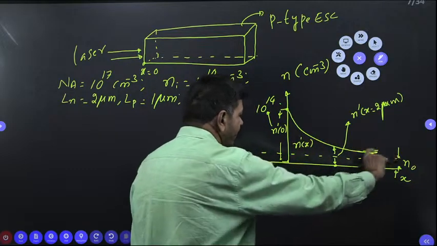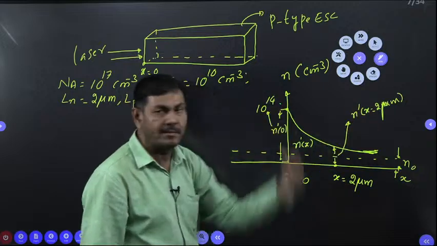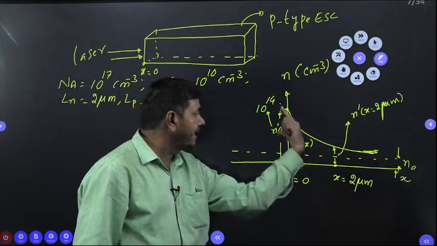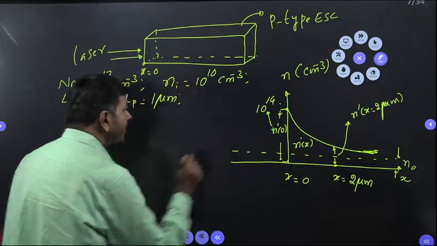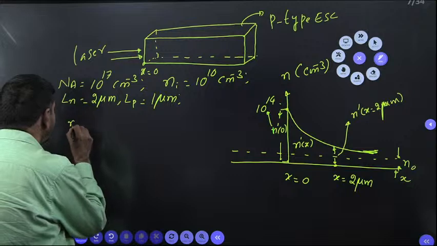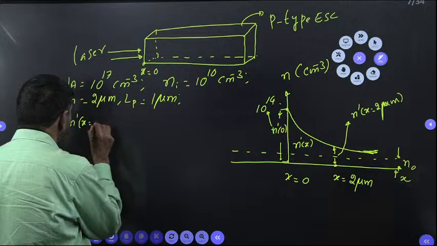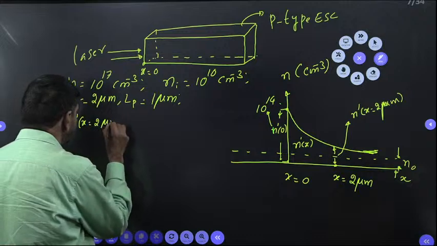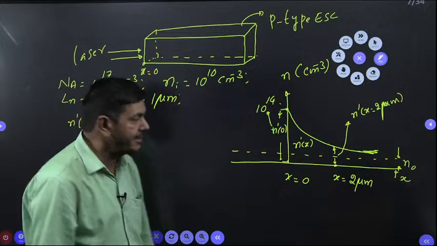N dash of X at any point. X equal to 2 micrometers, is N dash of this possible? At X equal to 0, I am getting N dash of 0, 10 power 14 only now. Catch my point. I am in need of N dash of X equal to 2 micrometers. Means I want this value. How can I get it?